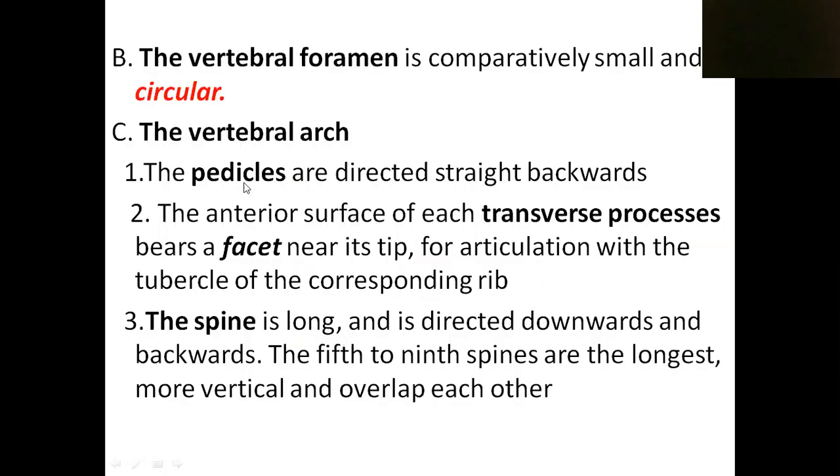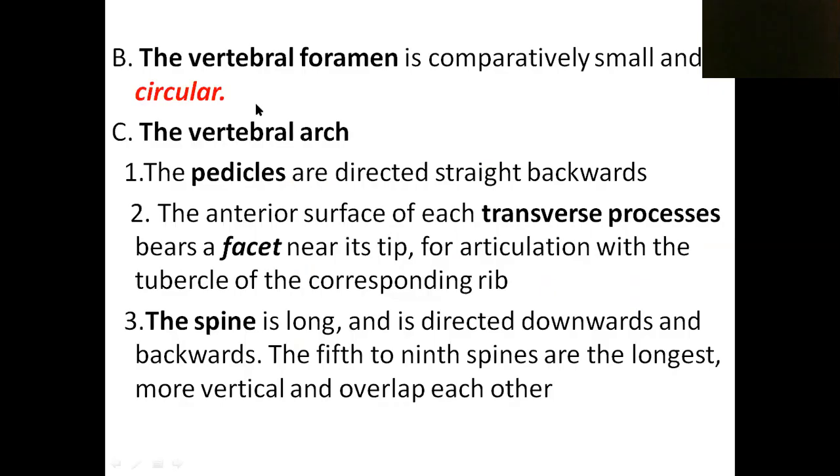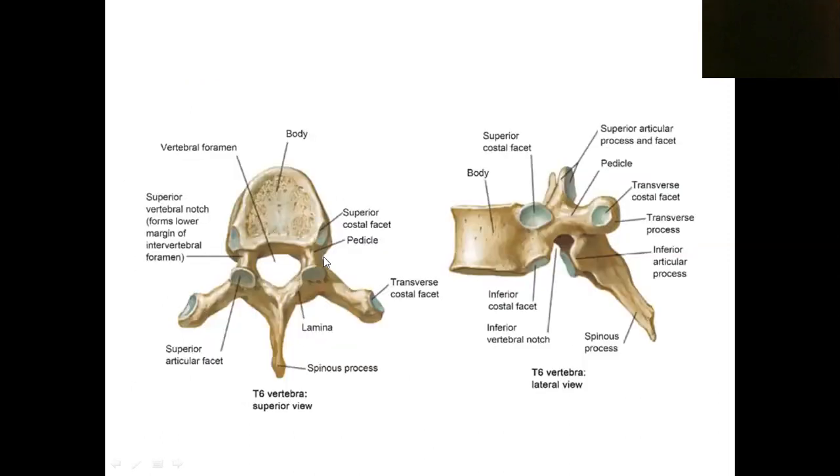Then it has a typical lamina and typical articular processes. Typical lamina means this is the lamina here, and the articular process has two articular surfaces: the superior articular surface which directs backward and the inferior articular surface which directs forward. That's all. So these are the features of a typical thoracic vertebra.